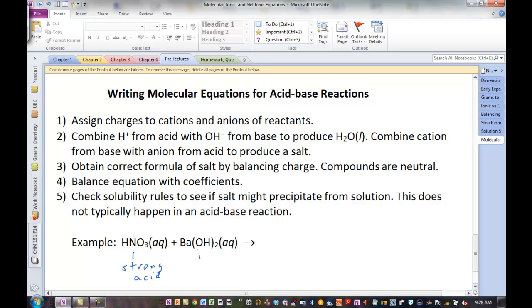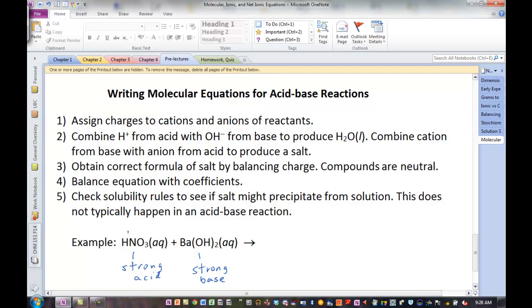Soluble hydroxide salts are strong bases. Look at the solubility rules. Barium hydroxide is soluble, so this is a strong base. So we are reacting a strong acid with a strong base. We'll talk about what that strong means in just a minute. We've kind of talked about it already, but we'll re-emphasize what we mean by a strong acid and a strong base.